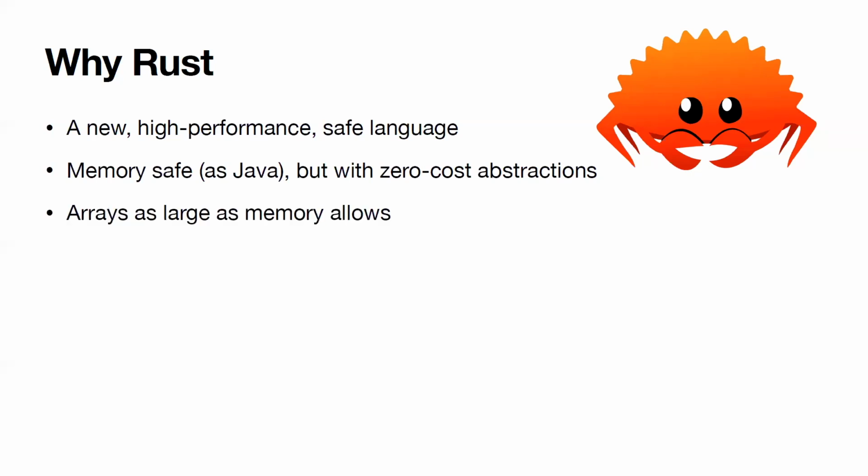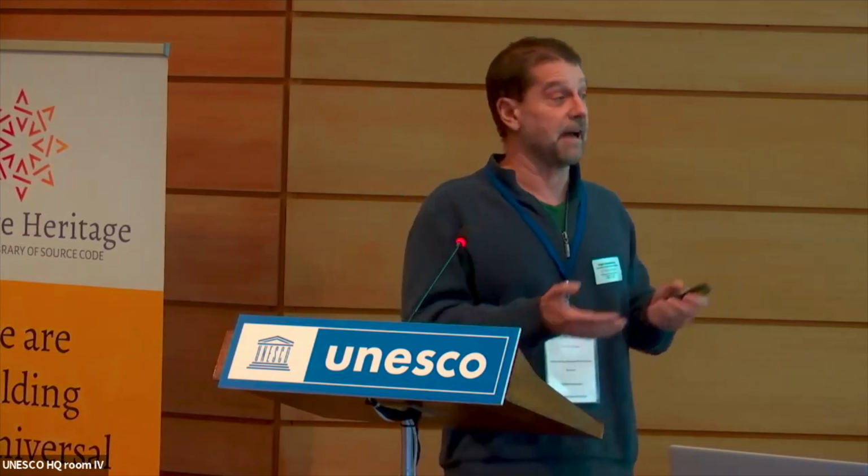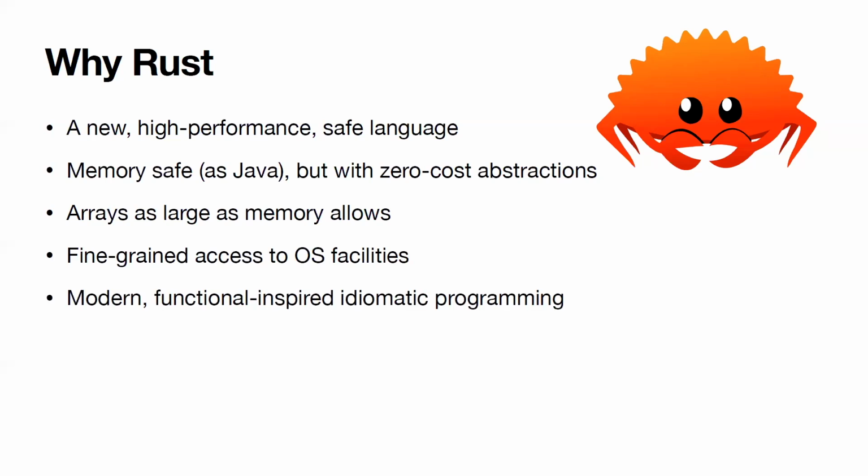Arrays can be as large as memory allows. If you've written in Java, you know you're limited to 2 billion elements. If you have a 500 billion edges graph, 2 billion elements start to become a great problem. There is a very nice access to the operating system facilities and a modern, function-inspired idiomatic programming.